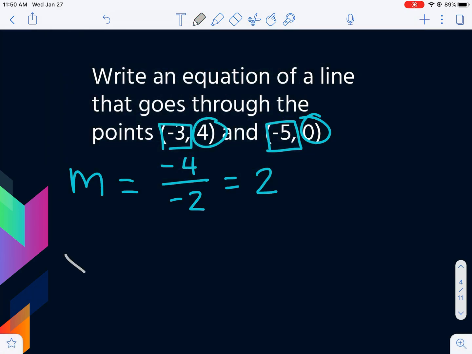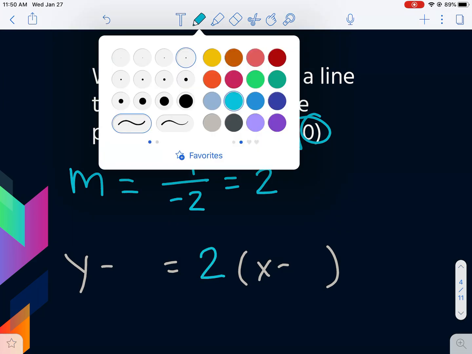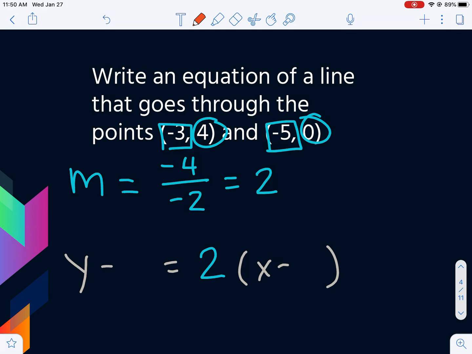And then I'm going to take y minus y1 equals my slope times x minus x1, and all I need to do is plug in values for y1, x1, and my slope. We said our slope was 2. I can pick either point now. I'm going to pick this one because it's written first. So I'm putting 4 in here, x minus a -3. I need to switch this to a plus, and boom, I've got an equation.